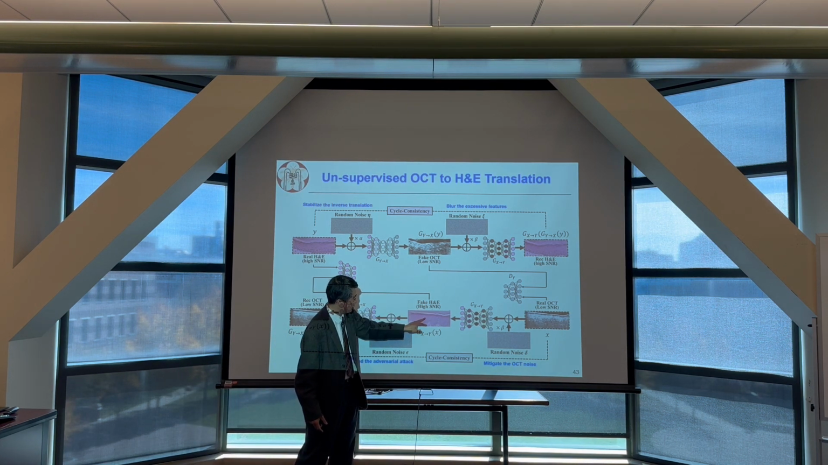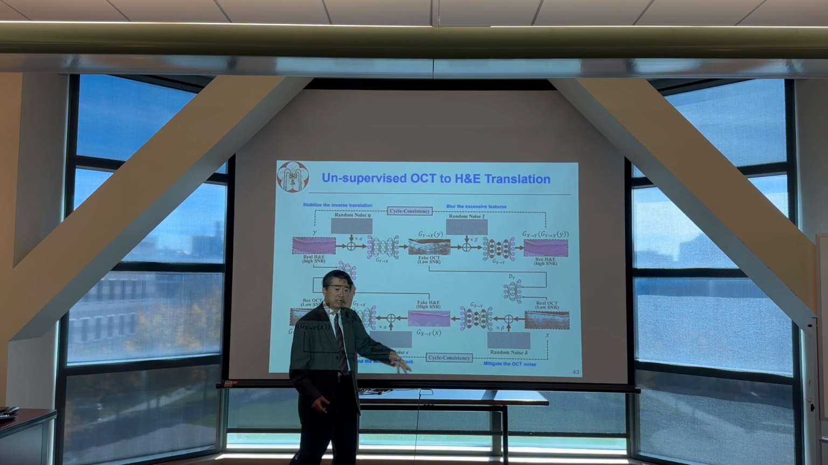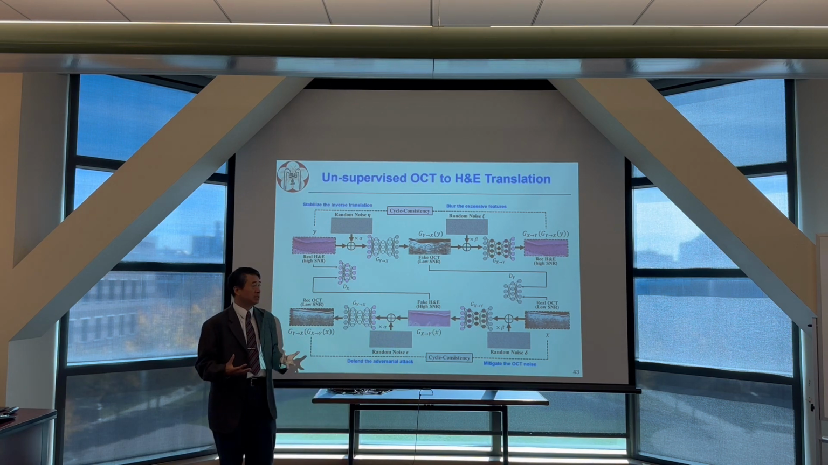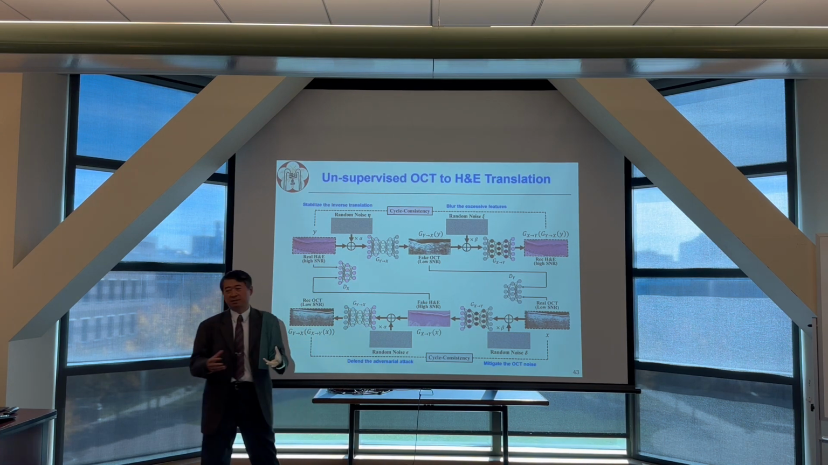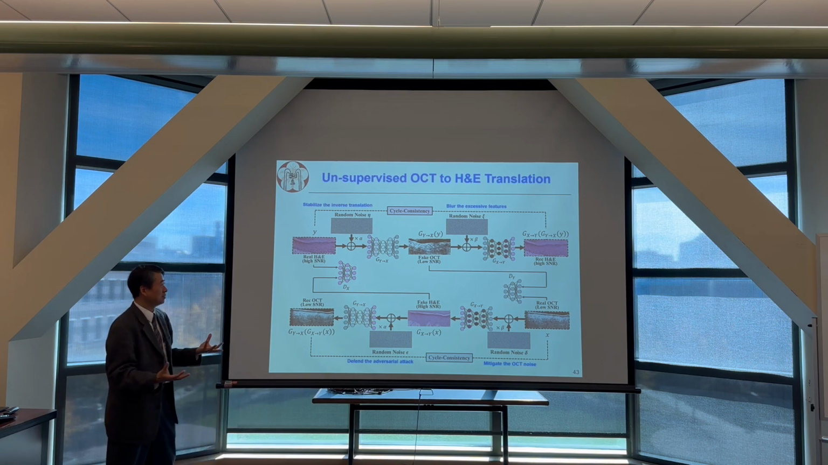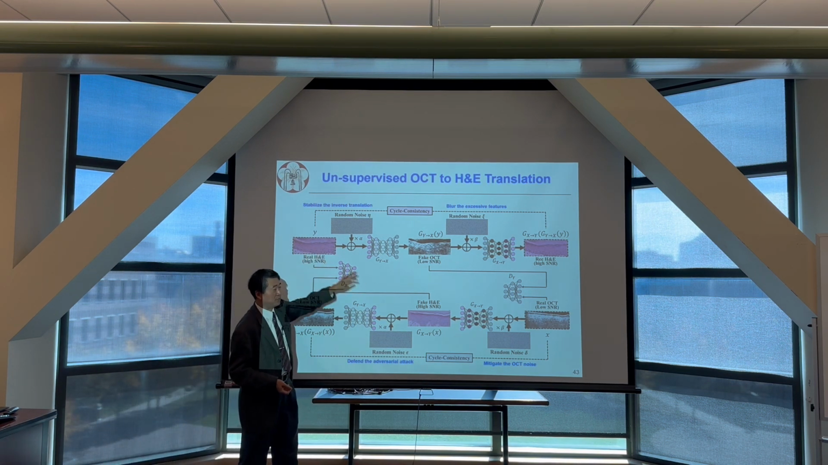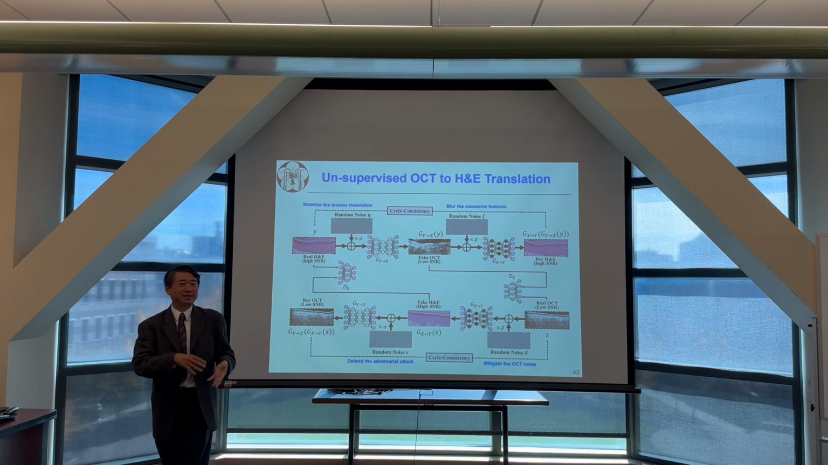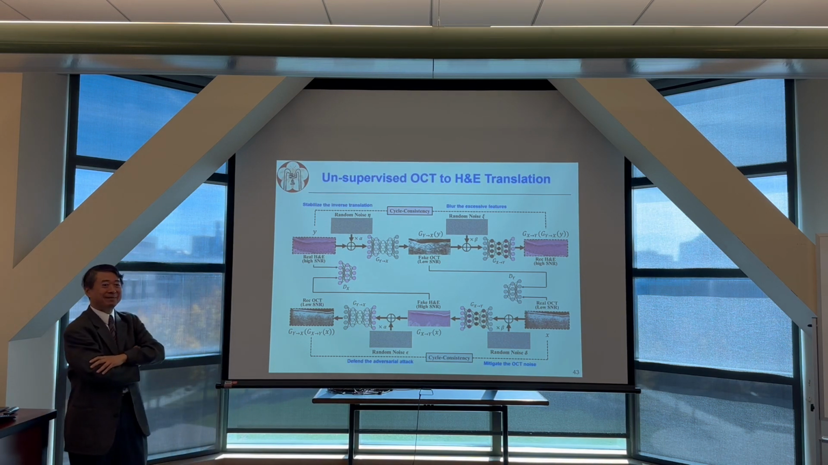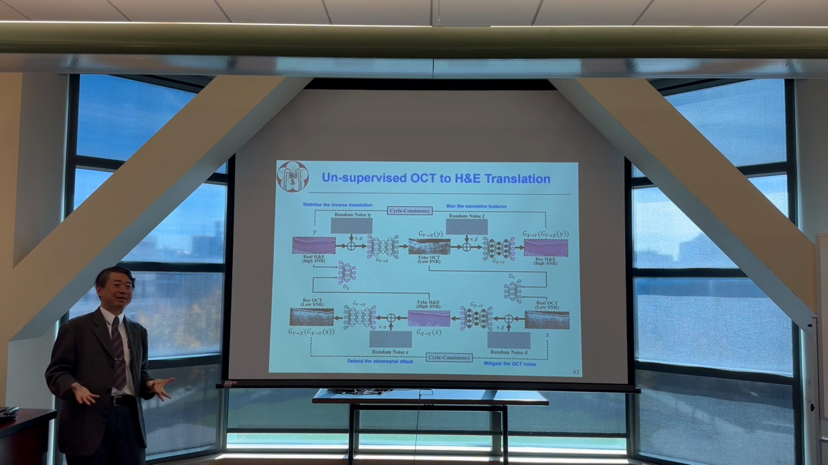convert a fake HE, whether this is really like a true HE. You can use a discriminator. So because of this kind of cycle consistency and this kind of discriminator, they start to build up the relationship between the HE and OCT. Yeah. So I'm not sure whether I know where is the hidden parameter. That part I'm not sure. Yeah. So this is really a black box to me.